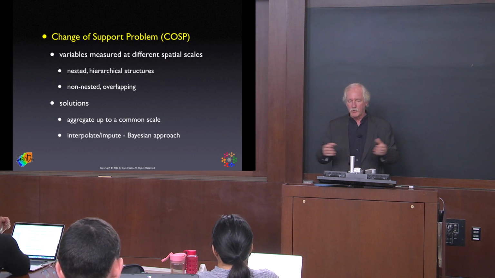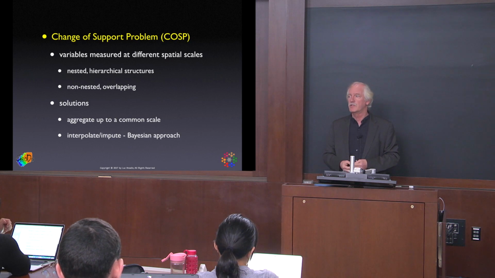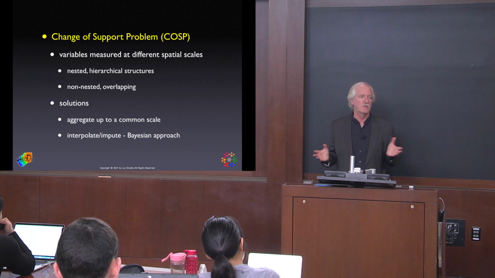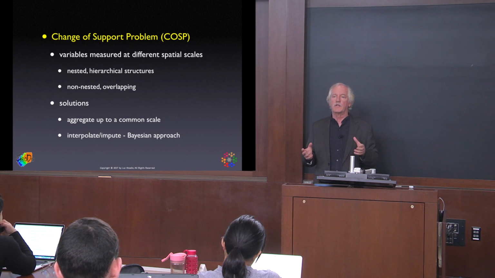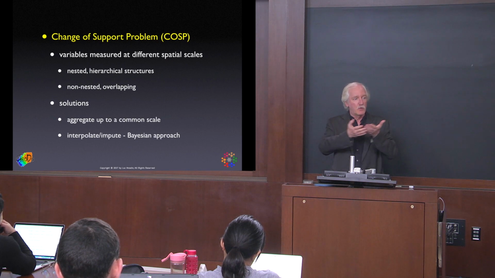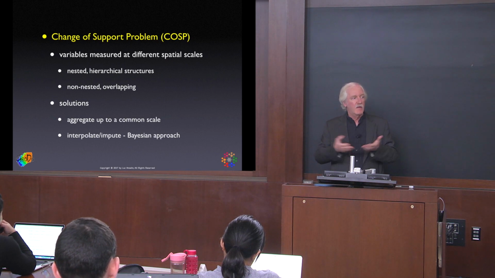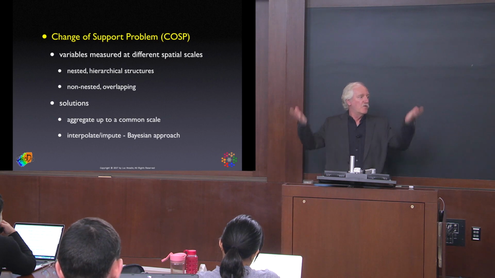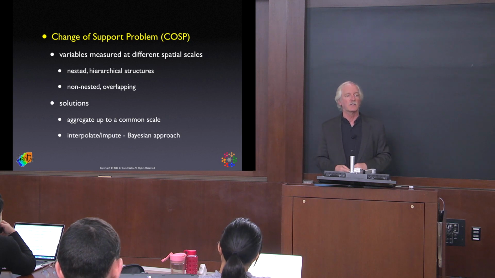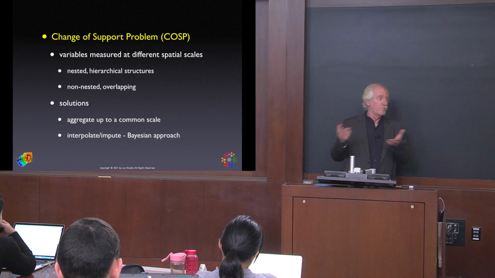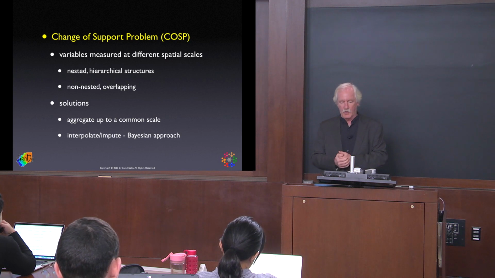So the two main solutions are basically different forms of cop-outs, right? I mean, this is a problem that doesn't really have a solution. But one is to aggregate everything up to a common level. So if your data are all at the county level, even though you have school districts and other things at a smaller level, you move them all up to the county level and do your analysis there. And of course, then you run into the ecological fallacy, a potential problem, and so on.